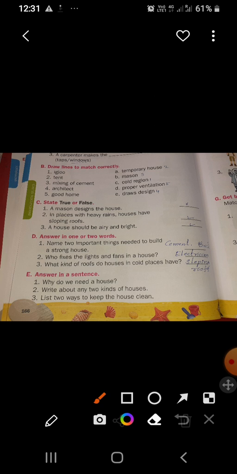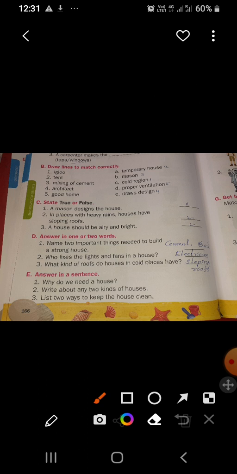Dear student, first question is, name two important things needed to build a strong house. While explaining the lesson, I have told you strong house or permanent house, weak house or temporary house. Here, strong house means it is a permanent house. And what are the things needed to build a strong house? Nowadays everywhere only strong houses are being built.